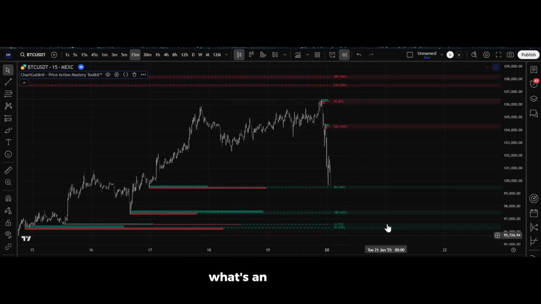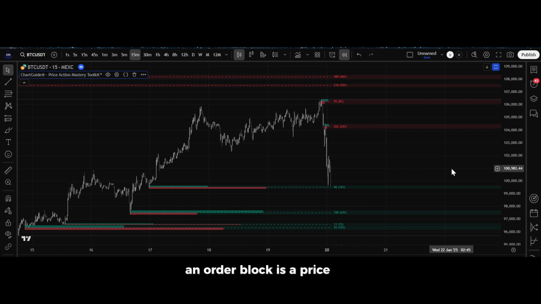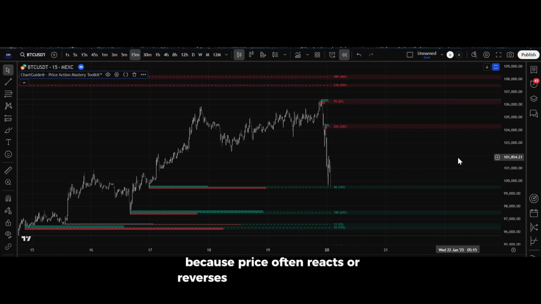So first, what's an order block? An order block is a price area where big players, like banks or institutions, place large buy or sell orders. These zones are important because price often reacts or reverses when it comes back to them.